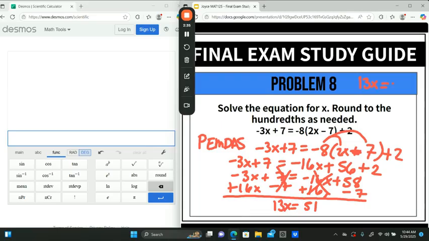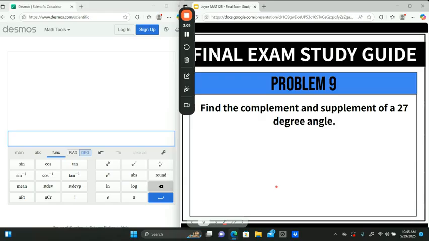13x equals 51. I can divide both sides by 13 to get that x by itself. This will cancel, and I'm left with x equals, when I divide 51 by 13, I get 3.92, because it's asking us to round to the hundredths. So I can leave it like that. X equals 3.92. Problem 9. Find the complement and supplement of a 27-degree angle.